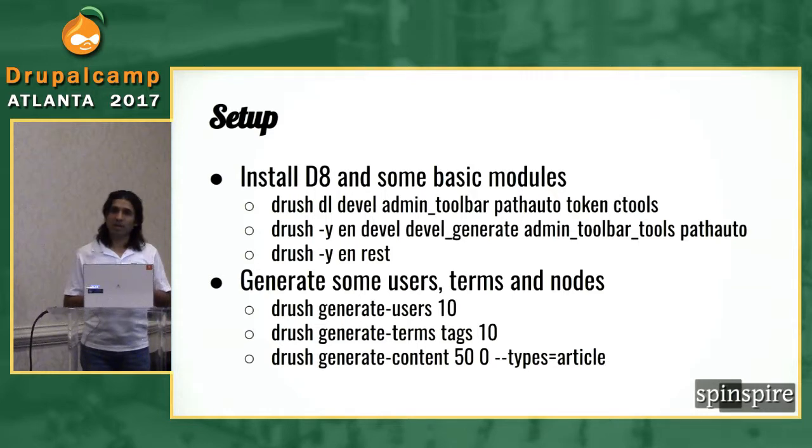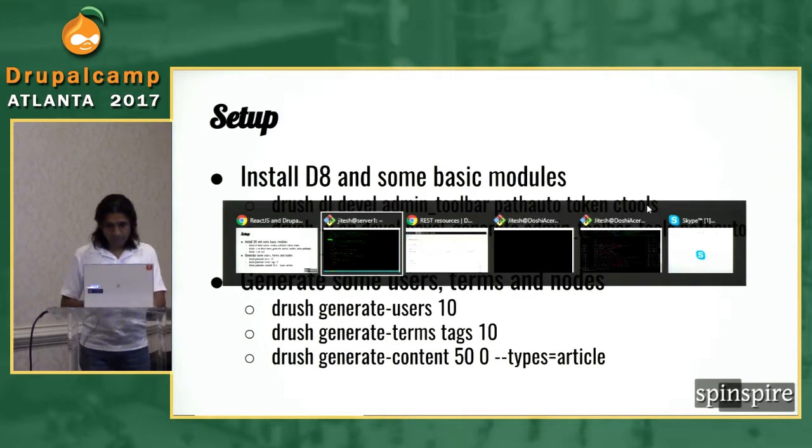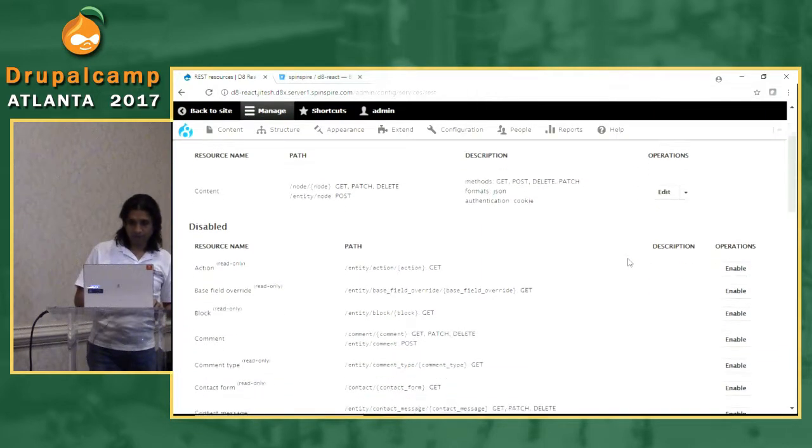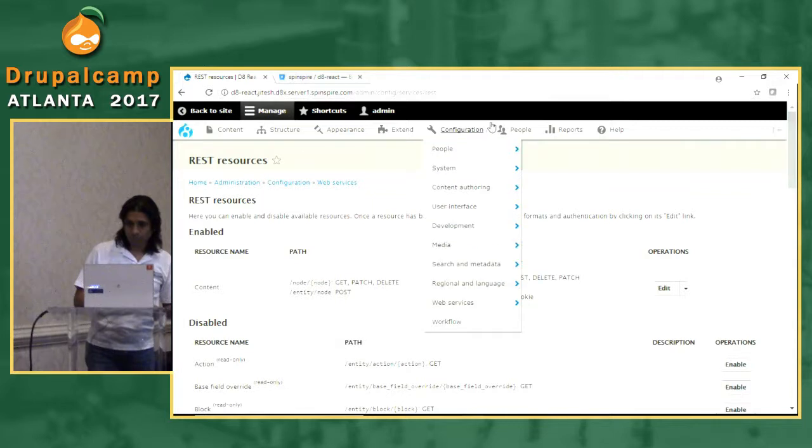But for better or for worse, the REST module does not have any kind of UI. So for configuring it, your two choices are: one, to edit YAML files by hand and import them into your configuration if you know the format and everything. That's always an option. But I think a more practical option is to install the REST UI module. Once you install that, you get this UI right here. As you can see, admin config services REST, and you go to it using this web services REST. This is how you go there.